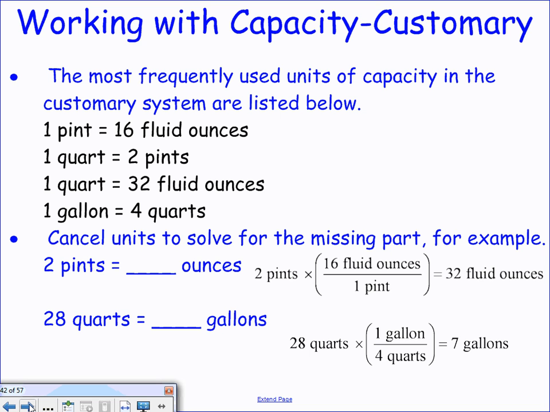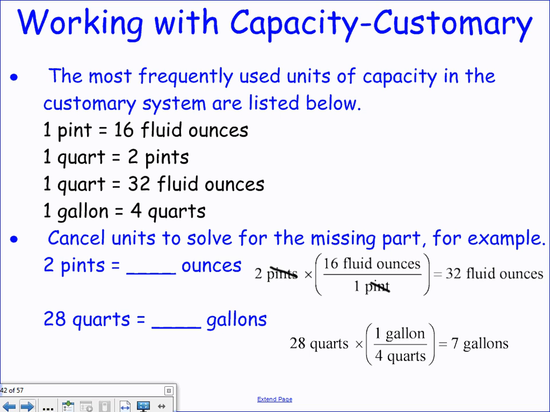So we're at 2 pints. We're trying to get to ounces. So I start with my 2 pints, and it's 16 fluid ounces over 1 pint. Remember, I want to put the pint on the bottom so that those units cancel out. And then 2 times 16 gives you 32.